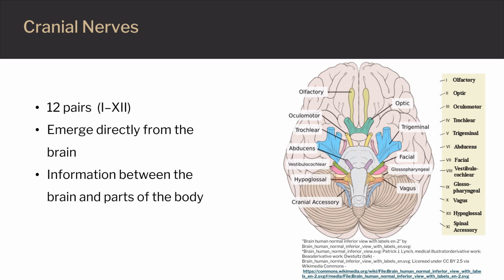Here are the 12. CN1, olfactory. CN2, optic. CN3, oculomotor. CN4, trochlear. CN5, trigeminal. CN6, abducens. CN7, facial. CN8, vestibulocochlear. CN9, glossopharyngeal. CN10, vagus. CN11, accessory. CN12, hypoglossal.